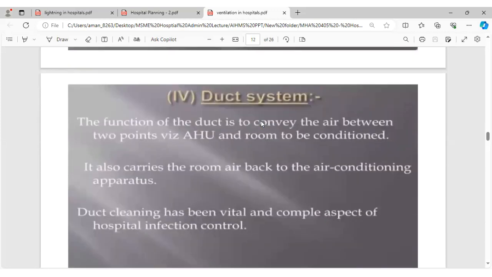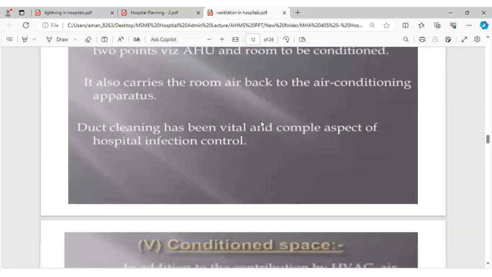Duct system. The function of the duct system is to convey the air between two points, that is the AHU and the room to be conditioned. It also carries the room air back to the air conditioning apparatus. Duct cleaning is a vital and complete aspect of hospital infection control.